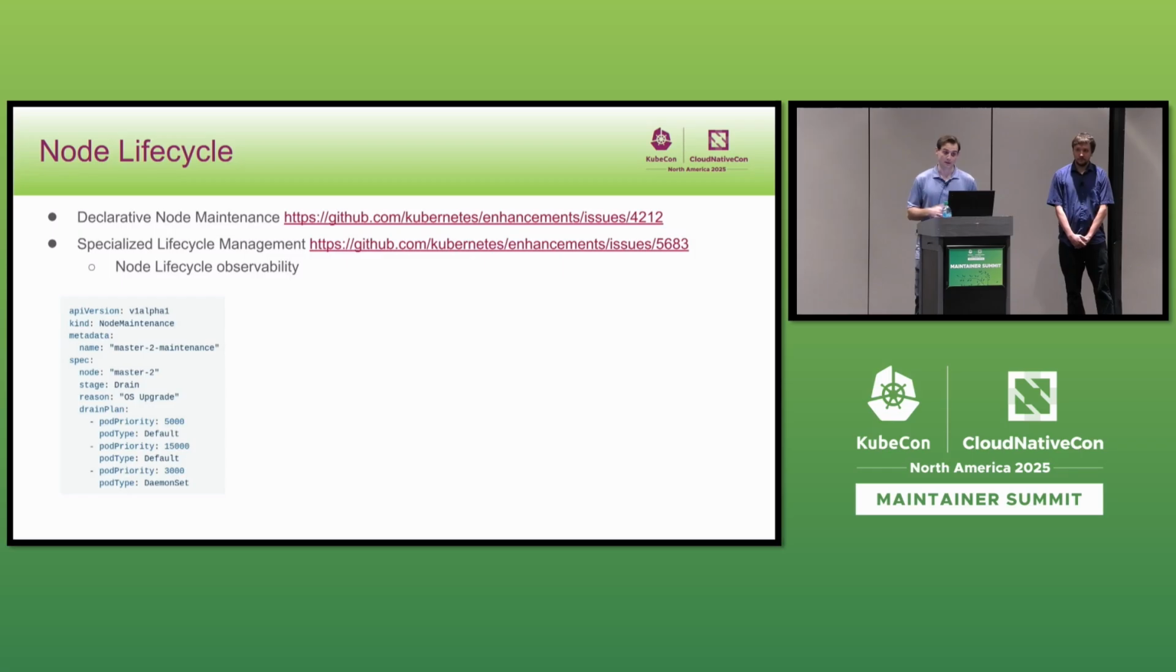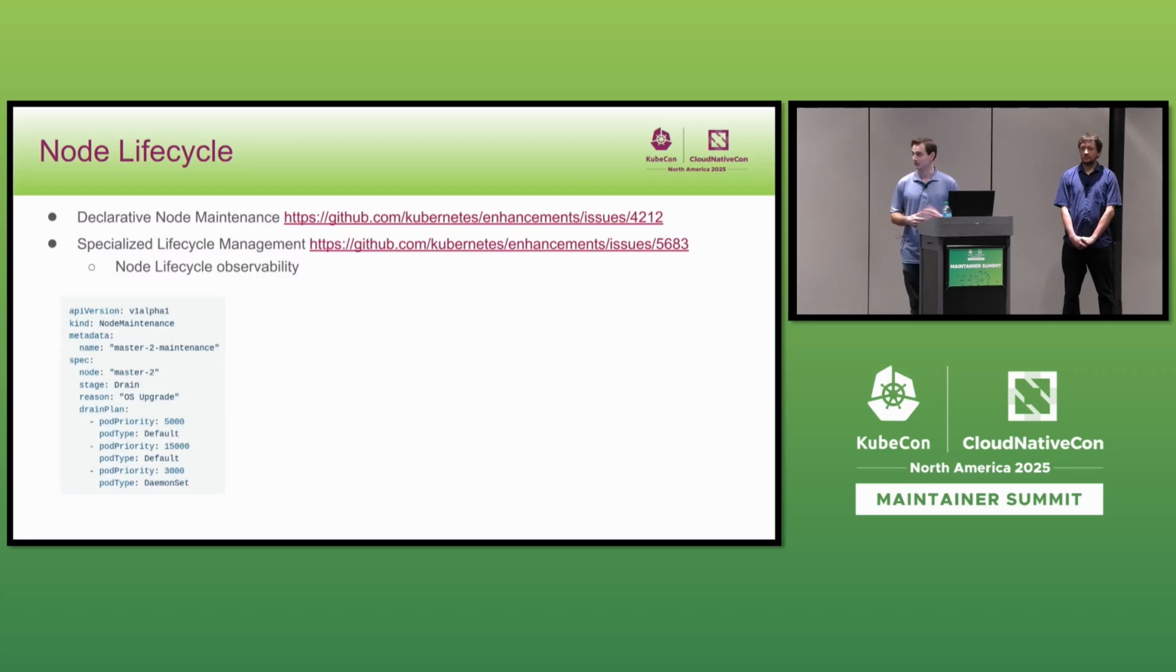Okay, there are two KEPs or issues that we've been focused on specifically with node lifecycle. The first one is declarative node maintenance. This has been in discussion for a little bit, and there's a picture of the proposed API. We're looking to revive this KEP, build it out and polish it more, and we're definitely looking for more feedback. The gist is that we want to provide an API that could describe how a node can go through maintenance.